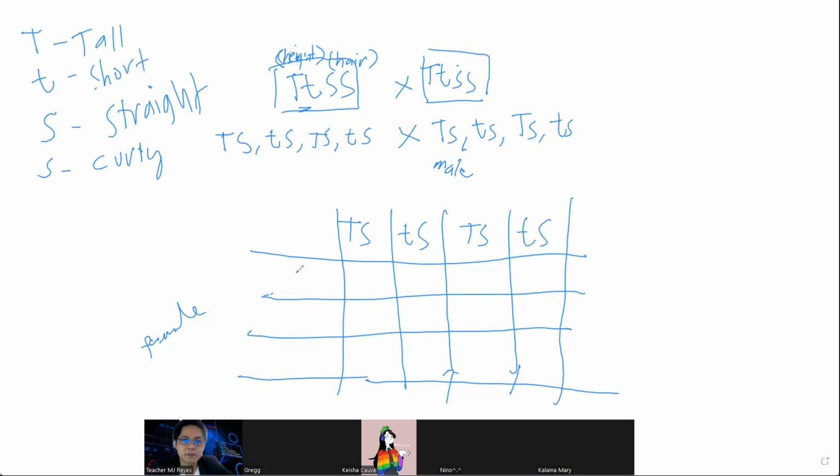For the female we have small letter t and capital letter T and S, all small letter t and S, capital letter T and S, and the last one is all small letter t and small letter s. Okay, we already inputted the variables of the said traits. Let's have now the cross.